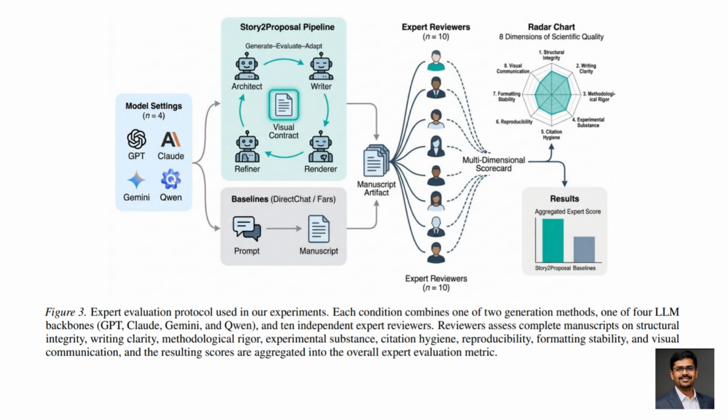Now, how well does it actually work? The researchers tested it across multiple models, GPT, Claude, Gemini, Qwen, and compared with two baselines, DirectChat and Fars. Results: Story2Proposal scored 6.145 versus 3.963 against DirectChat. That's a massive jump. Even against a structured system like Fars, it still improved performance. Experts reported better structure, clearer experiments, and stronger alignment between text and visuals. So the key takeaway: structure beats raw generation.